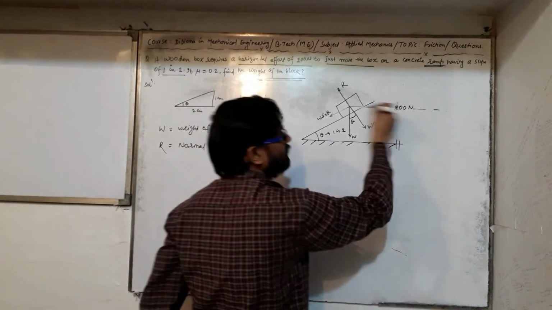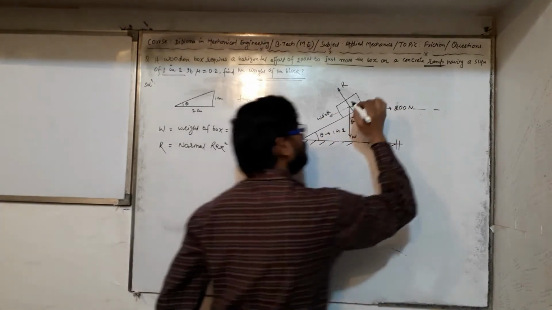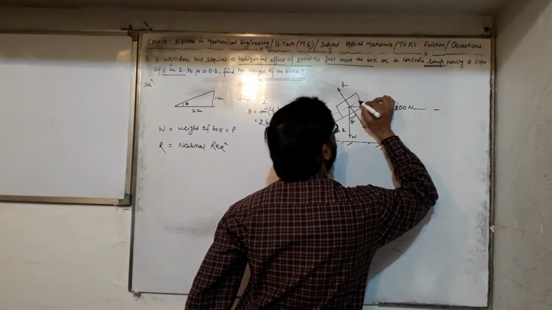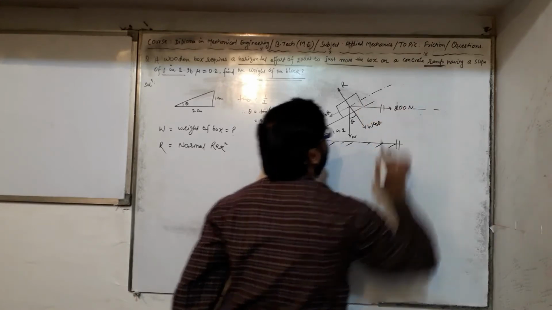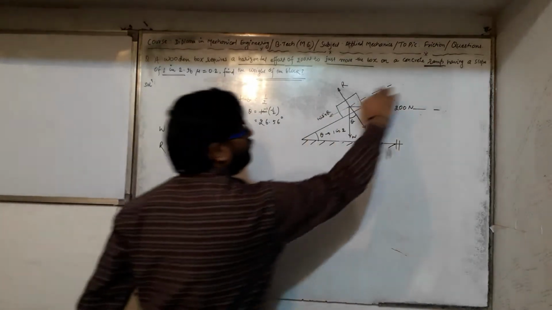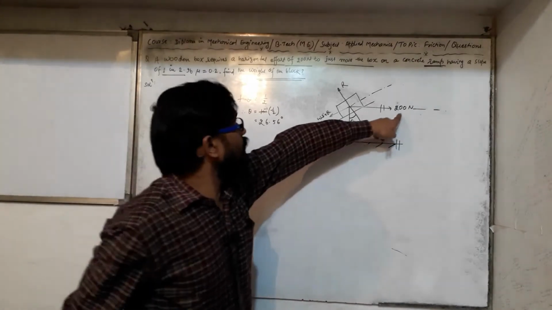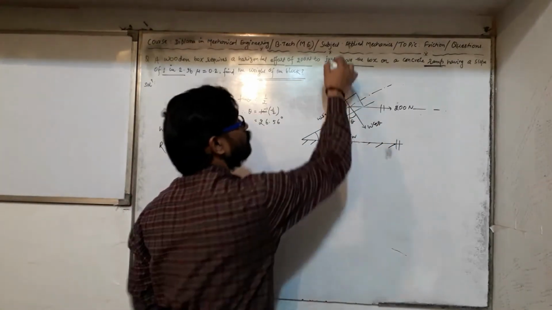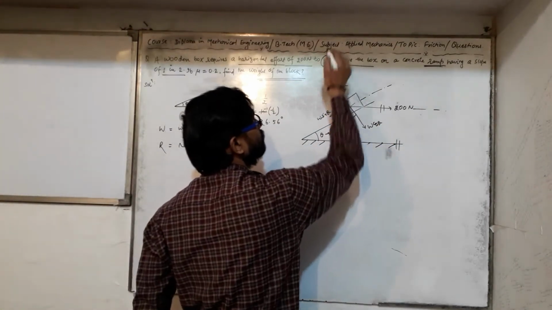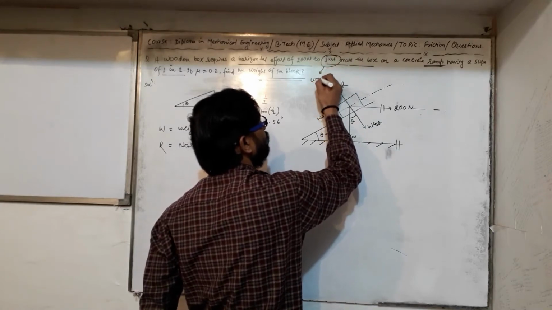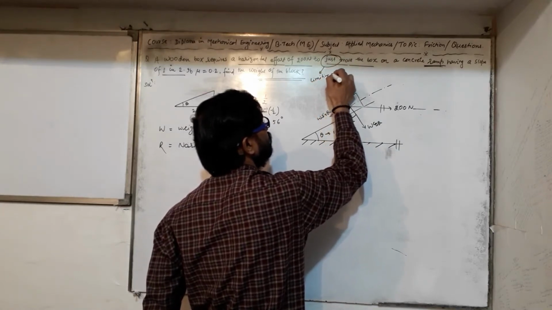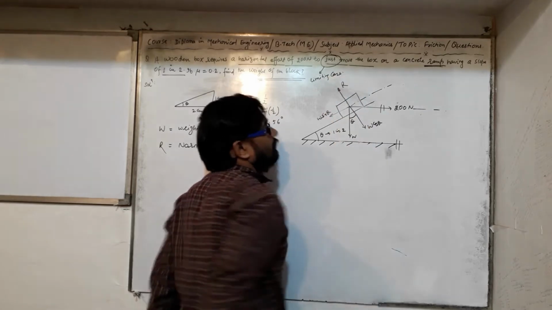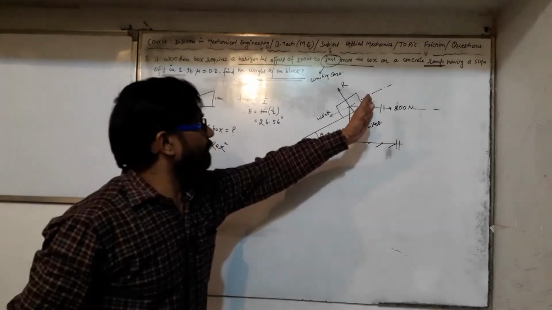Now 200 Newton is acting horizontally. Let us say this is the line of action. This force is required to just move the box. Just move means the limiting case.